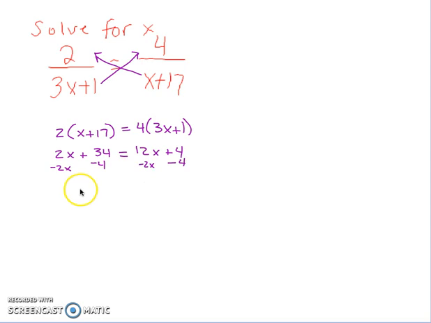So I'm going to subtract 4 and subtract 2x. We end up with 30 equals 10x. When we divide off our 10, we get that x equals 3. And that would be our answer for x.